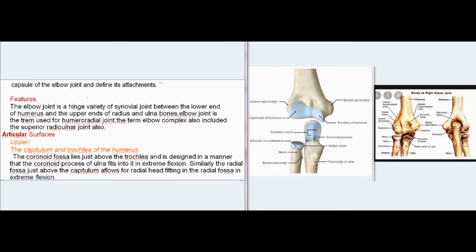Articular surfaces. Upper, the capitulum and trochlea of the humerus. The coronoid fossa lies just above the trochlea and is designed in a manner that the coronoid process of the ulna fits into it in extreme flexion. Similarly, the radial fossa just above the capitulum allows the radial head to fit into it in extreme flexion.